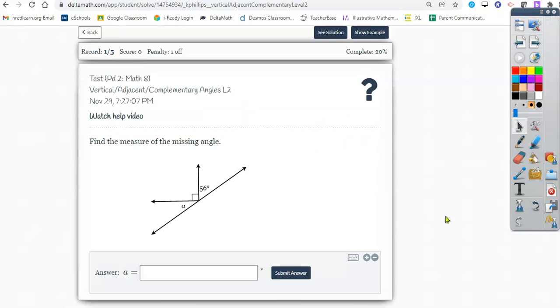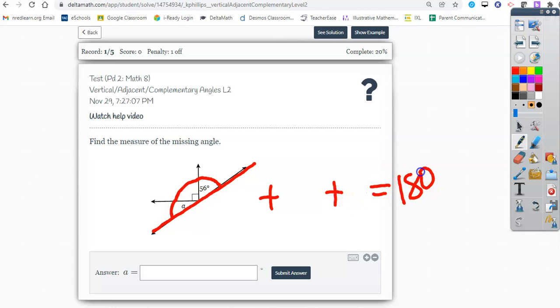All right, let's take a look at this question. Find the missing angle measure. Well, this is the straight angle right here. So that means 1, 2, 3 angles add up to be 180 degrees. So the first angle is A. The second angle is a box, which is 90. And the third angle is 56.